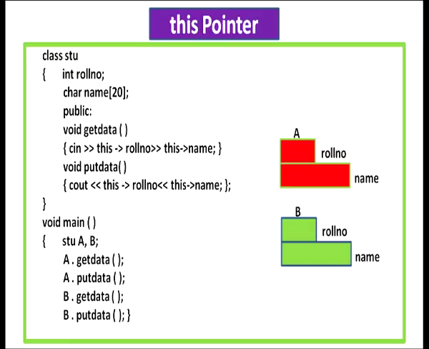Now, the next statement is A dot put data. So, again in the put data function this will refer to object A. The next statement is B dot get data. Now, in the get data function this will refer to the object B, because now the get data function has been invoked for the object B.